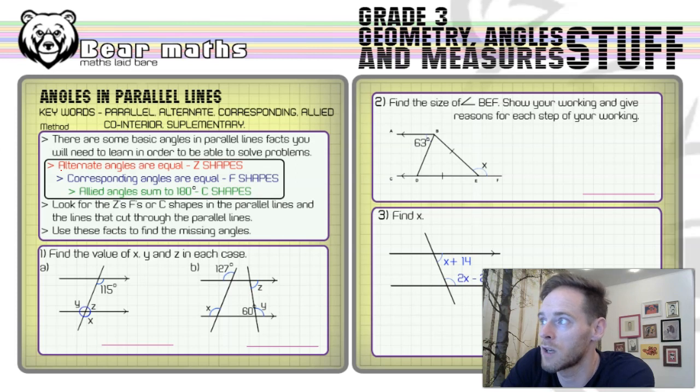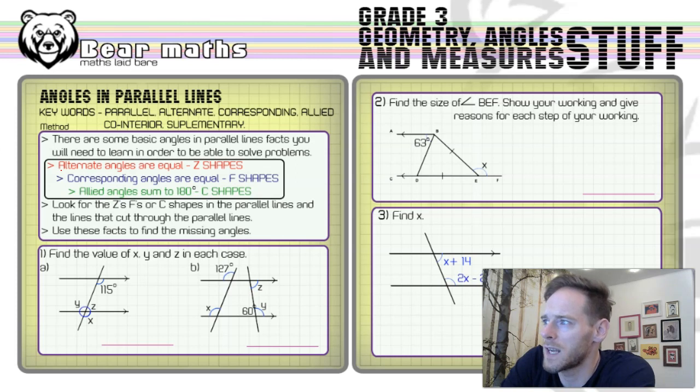Alternate, corresponding, allied, co-interior and supplementary. They're all ways of describing what angles are in relation to each other. So alternate angles, you'll see in the box there, make a Z shape with each other. Corresponding angles make an F shape with each other, and allied angles make a C shape with each other.